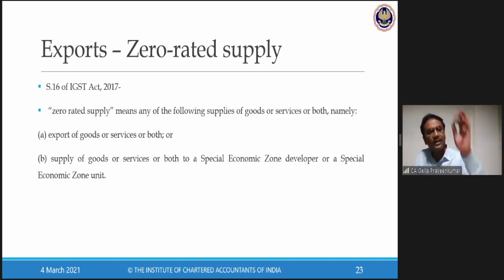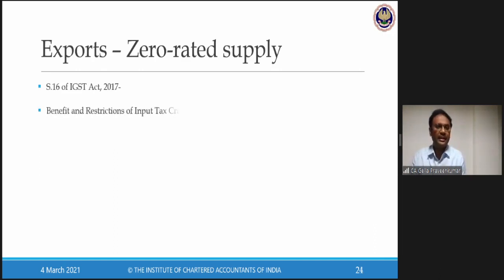The reason: they say zero rated supply means the following. What is that? Export of goods or services. They didn't say export of taxable goods or taxable services, or export of exempt goods or exempt services. They just said export. I believe Venkat and Jatin are the people who asked this question. Please read carefully. They say supply of goods, export of goods. They didn't say exempt or taxable. Whatever the rate of tax, whether it is an exempt supply or a taxable supply, the moment I export the goods, it is called zero rated. The moment I supply the goods or services to an SEZ, it is called zero rated. So this is the first catch you have to keep in mind.